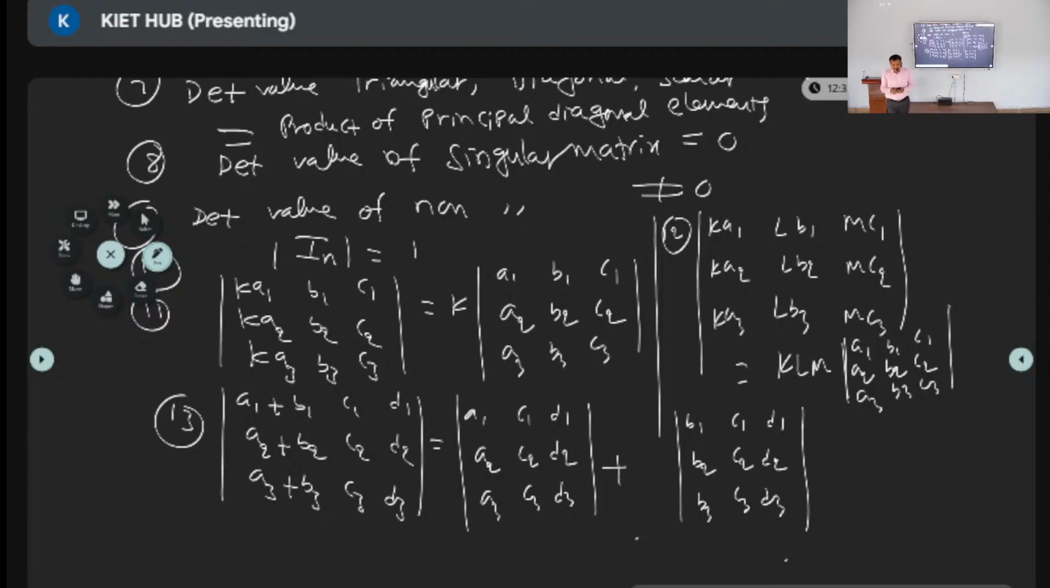What is the determinant of the singular matrix? 0. Non-singular matrix? Not equal to 0. Here I am going to write some questions. Now it's your time to answer.